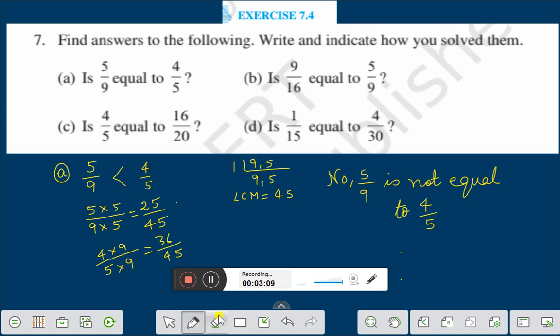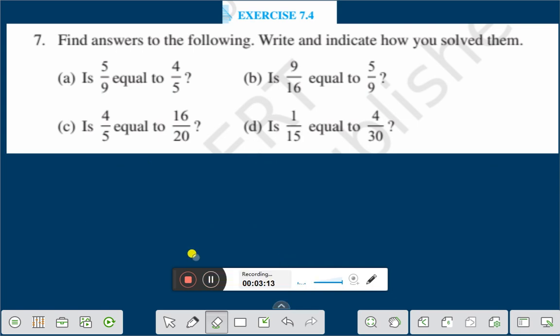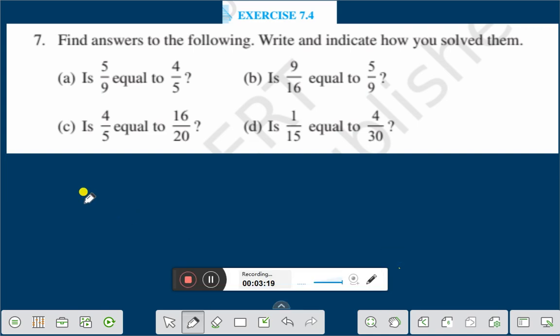Next one, we'll solve question number B. In the same way, we'll solve this problem. Question number B is: is 9 by 16 equal to 5 by 9?